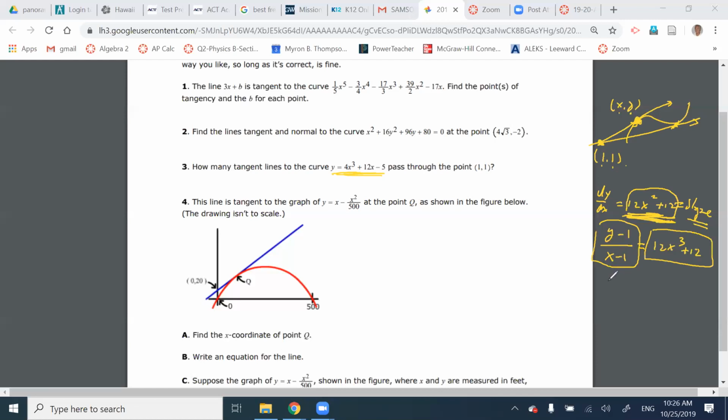So we can get a what? We times both sides, okay? Times both sides by x minus 1. We got y minus 1 equals what? x minus 1 times 12x cubed plus 12.